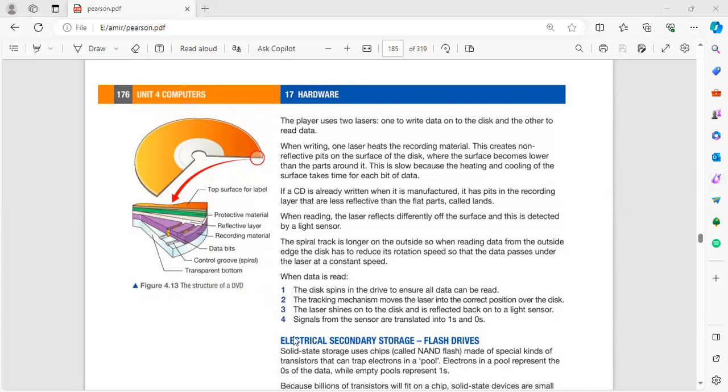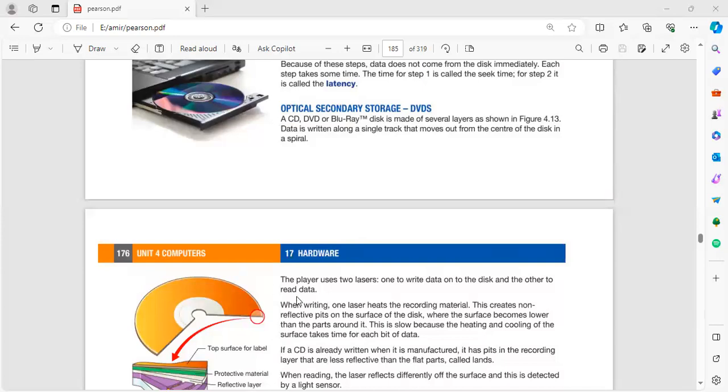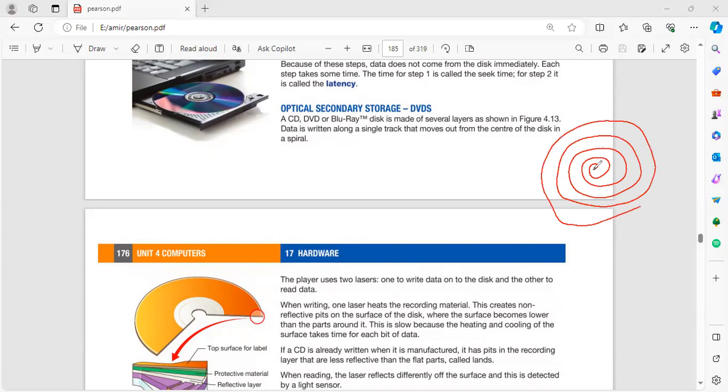Data is written along a single track that moves out from the center of the disk in a spiral. This is how an optical disk stores data, in the form of a spiral, like here. Data is read or written in a spiral form on all optical disks. You got my point?